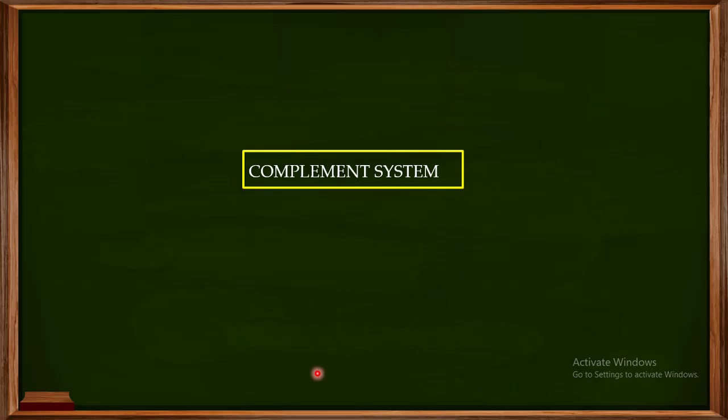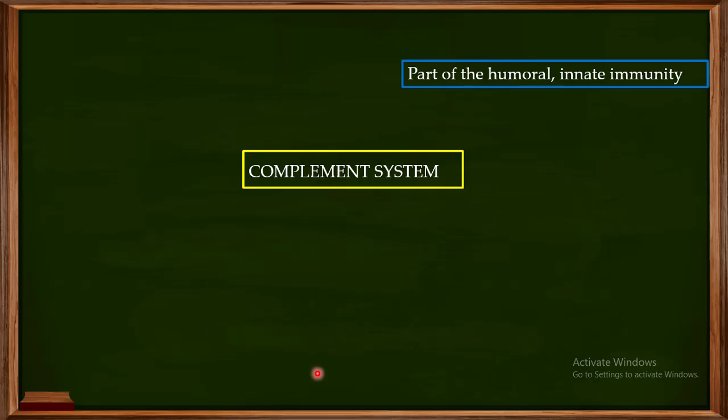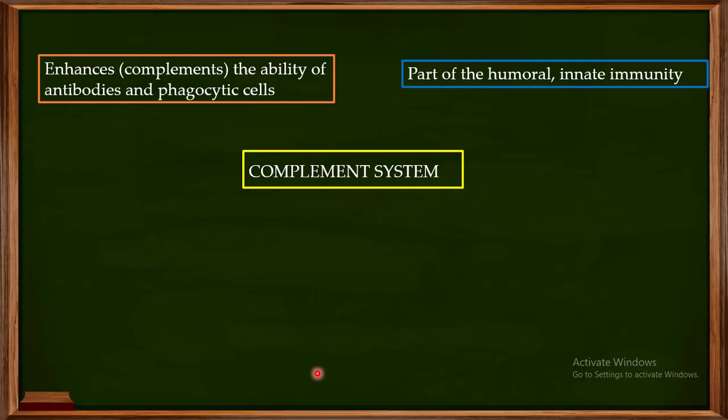Then I've told you why we call the complement system a complement system, because that is part of the humoral or innate immunity. But the reason we call this the complement system was that it enhances or complements the ability of the antibodies and the phagocytic cells. So it is complementing the immune system. We are calling this a complement system.